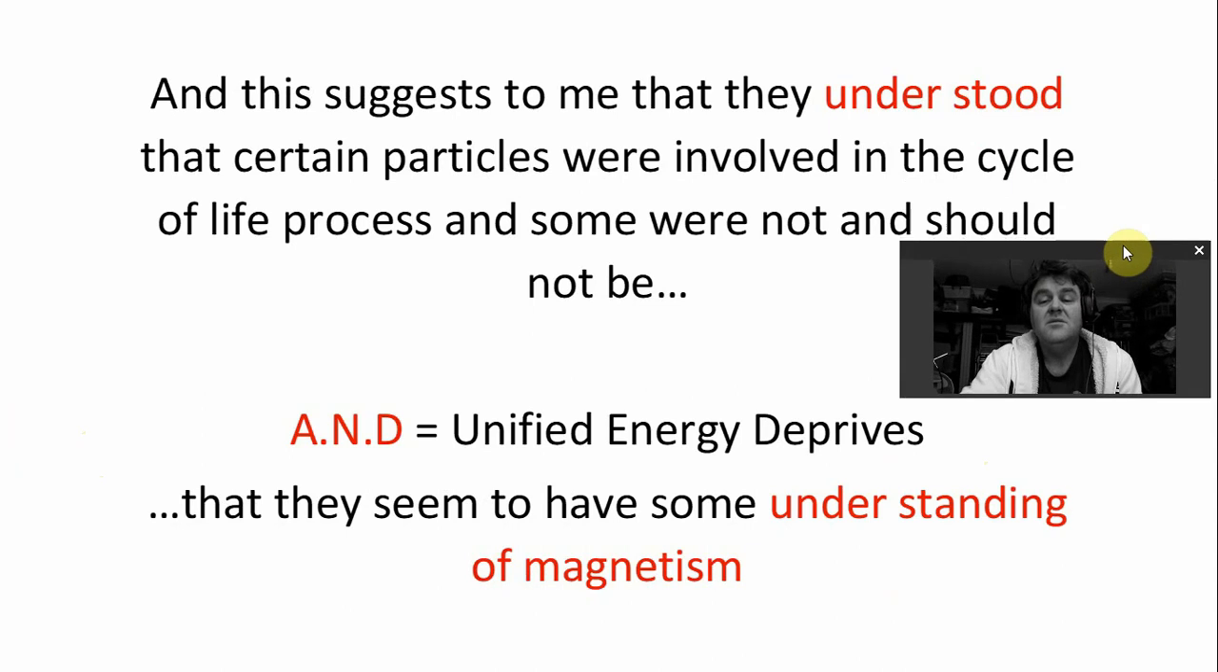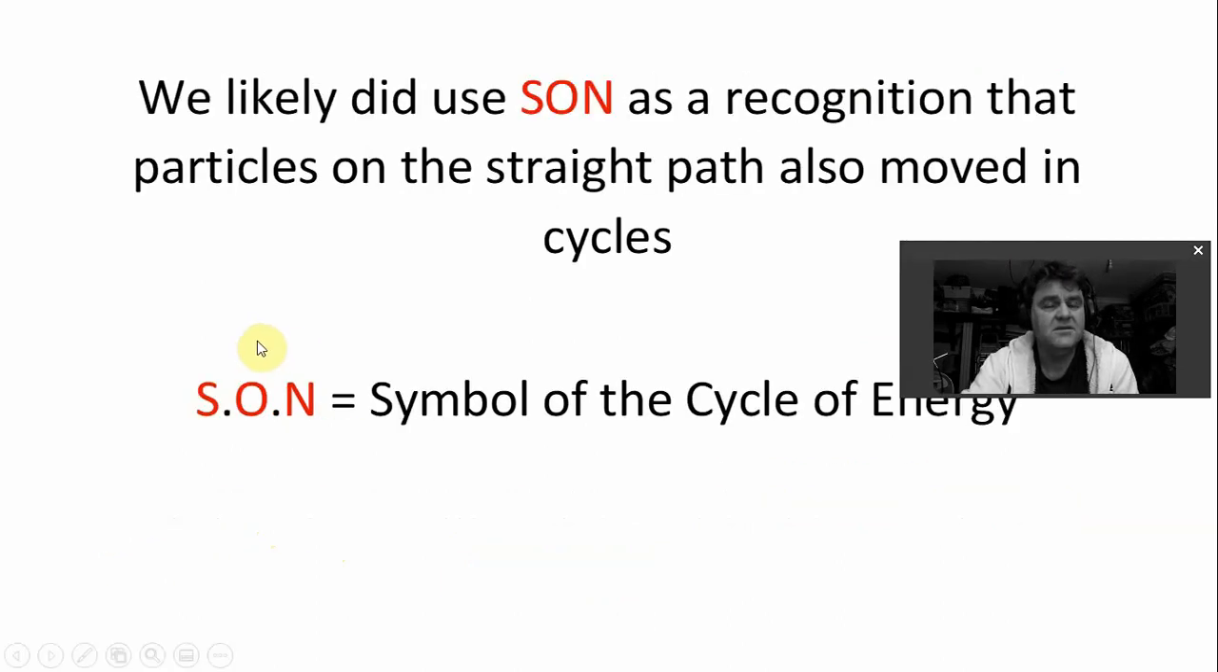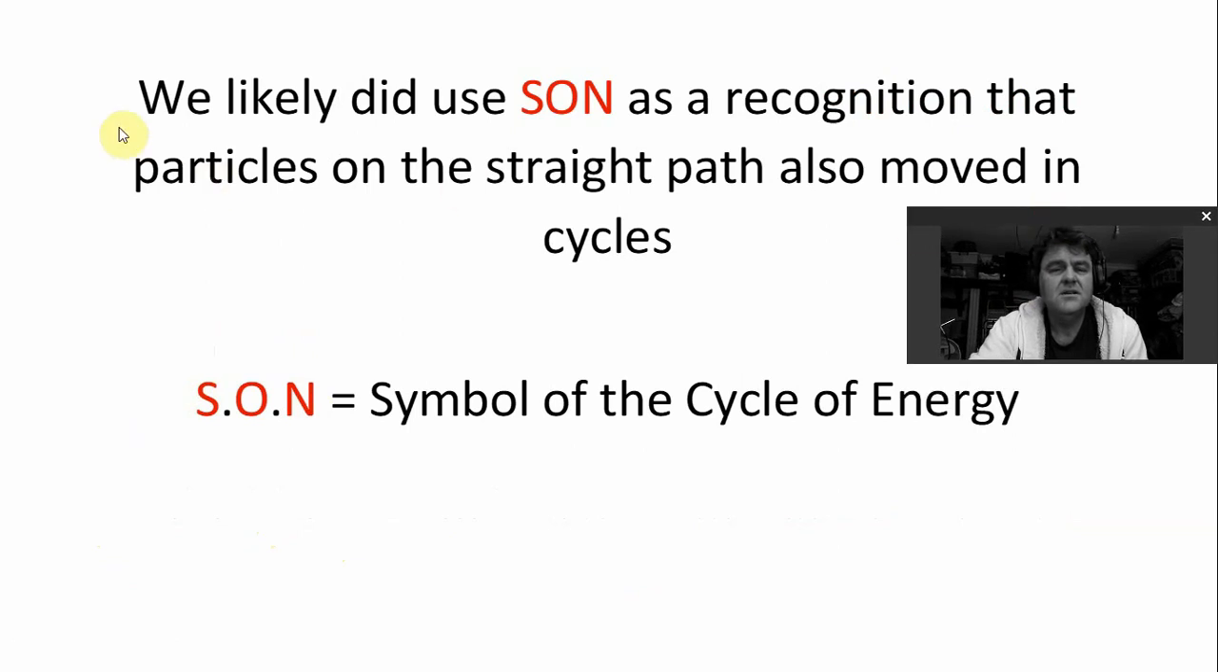So it kind of then means that they understood that certain particles were involved in the cycle of life process and some were not, or maybe should not be involved. So, and it seems they have had some understanding of magnetism. Again, I don't know how old this goes back, if it goes at all, if it's correct at all. Still don't know. But it seems to be working. So we likely actually did use S.O.N as a recognition that the particles on the straight path also move in cycles.